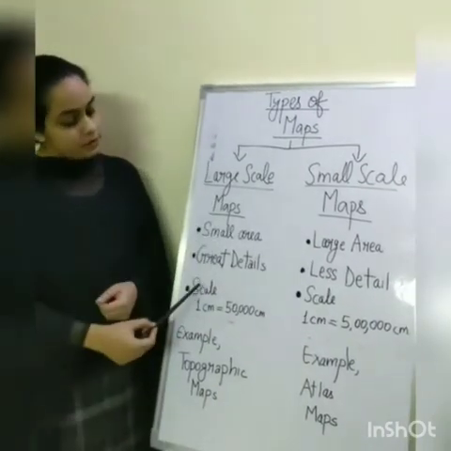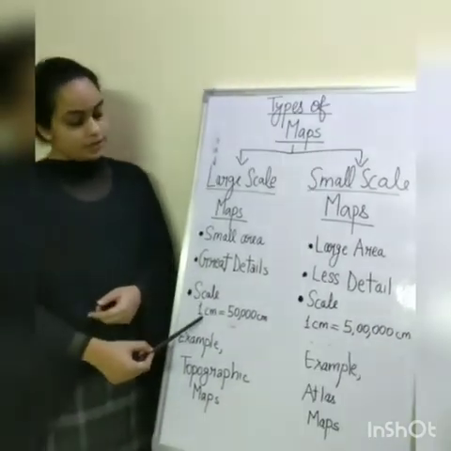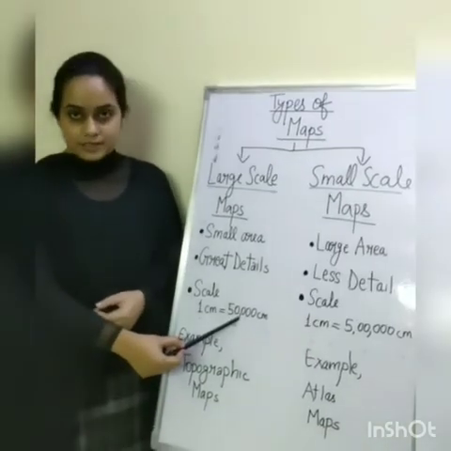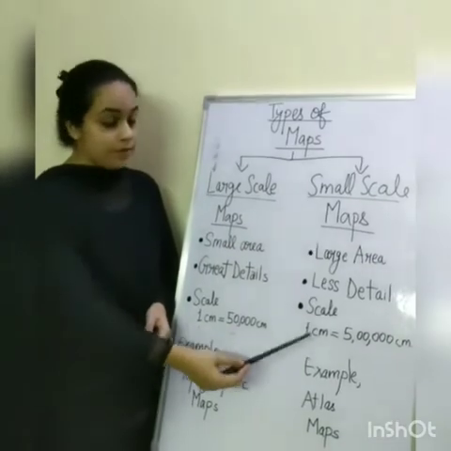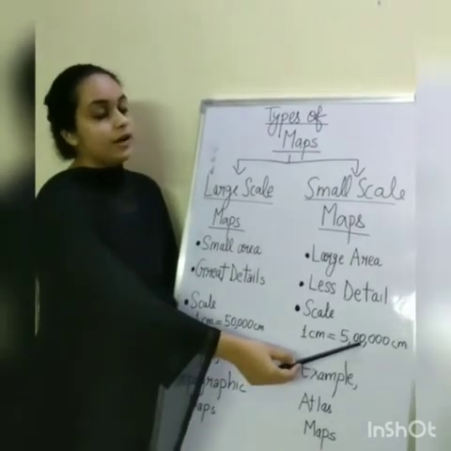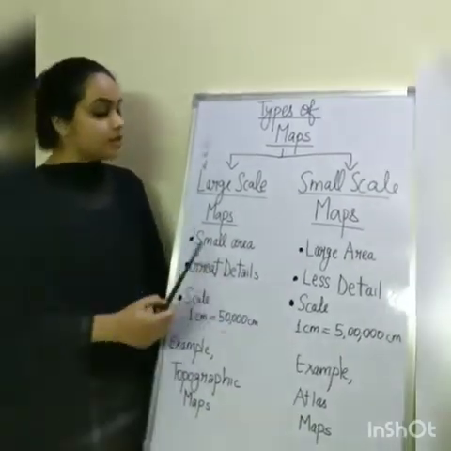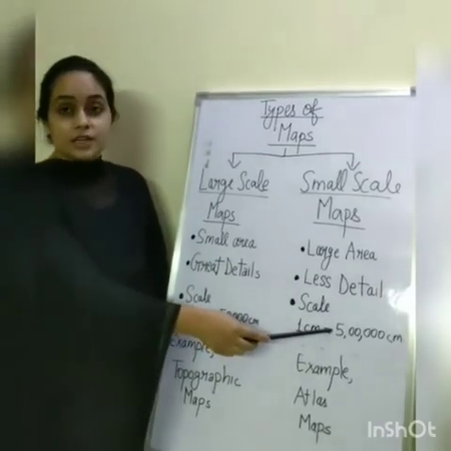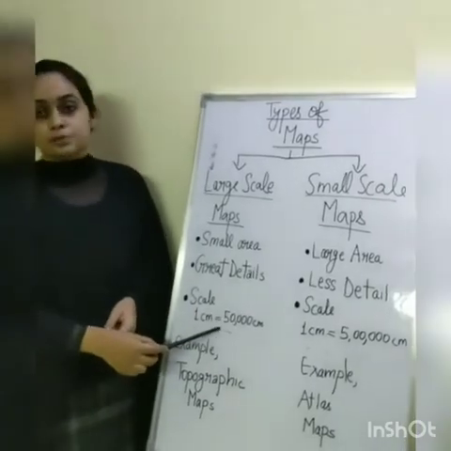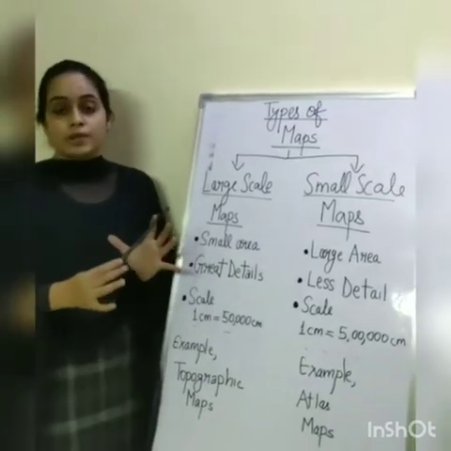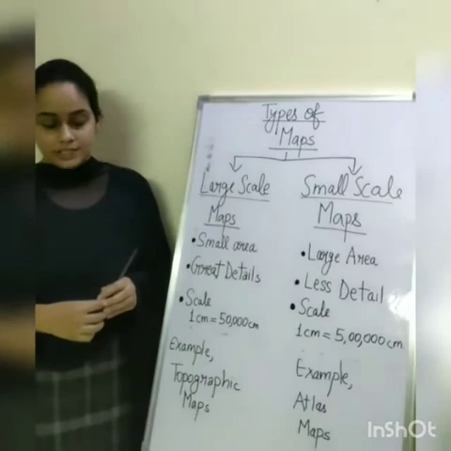The scale of a large scale map may be 1 centimeter is equal to 50,000 centimeters, and the scale of a small scale map may be 1 centimeter is equal to 5 lakh centimeters. Since small scale maps show a very large area, the number of details will be very less. And here, large scale maps show a small area, so they will show that small area with a large number of details.